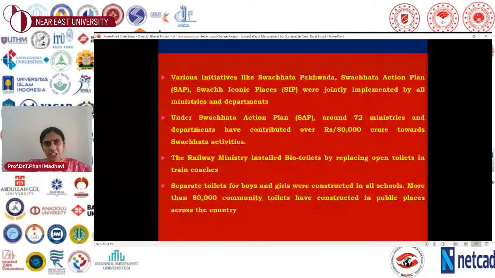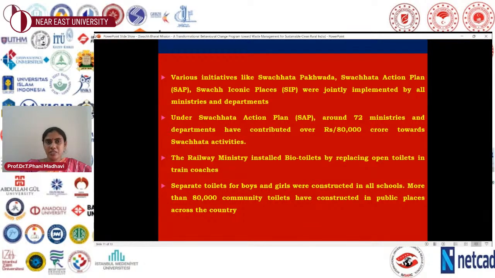Apart from these, various initiatives like Swachhata Pakhwada, Swachhata Action Plan, and Swachh Iconic Places were jointly implemented by all the ministries and departments of the state and central governments. Under the Swachhata Action Plan, around 72 ministries and departments have contributed over 80,000 crores towards Swachhata activities. The railway ministry installed bio toilets by replacing open toilets in train coaches. Separate toilets for boys and girls were constructed in all schools. More than 80,000 community toilets have been constructed in public places across the nation.